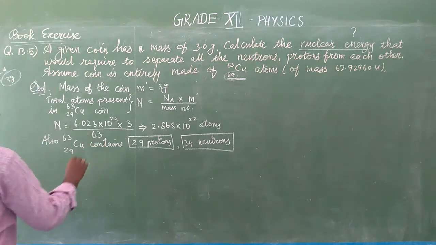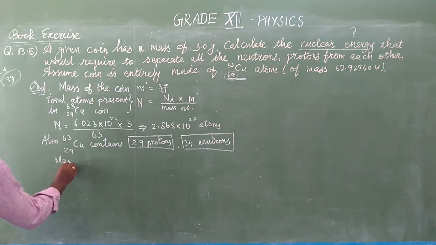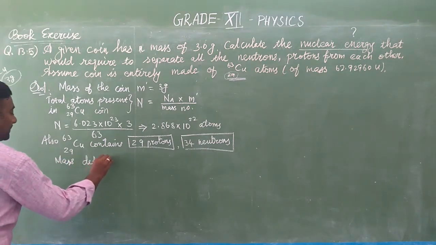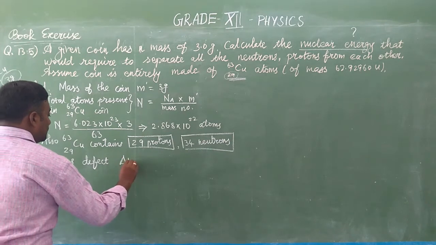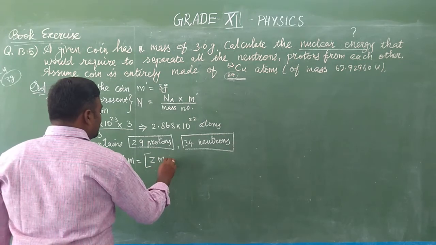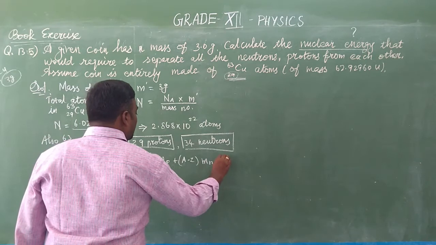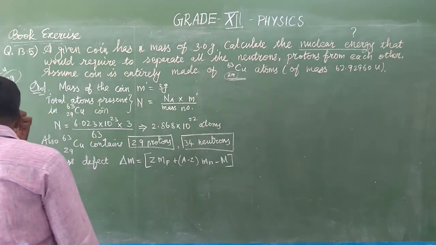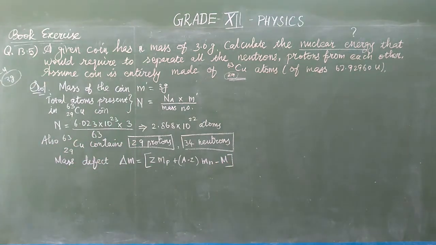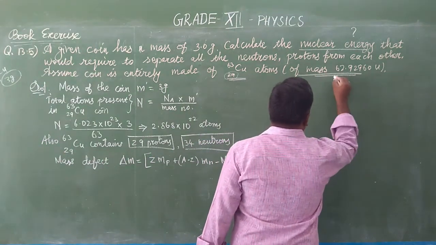Okay, so now we are going to find the mass defect. So mass defect of the coin is, that is delta m, which is equal to, we know the formula, Z Mp plus (A minus Z) Mn minus M. Okay, so what does the minus M indicate? So minus M is nothing but the original atomic mass of the copper coin. So this is atomic mass M.